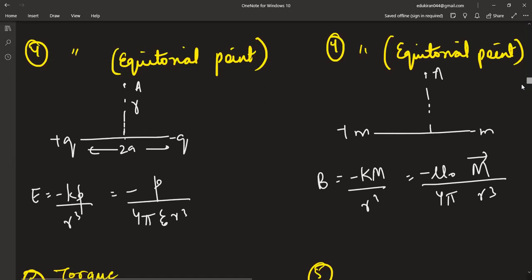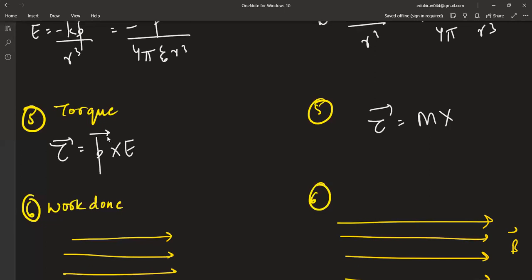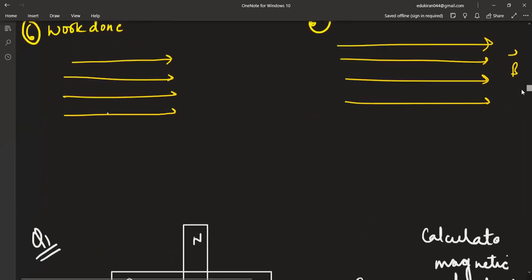Exact same formula. When we are talking about torque, it was P cross E. Here torque is M cross B: electric dipole moment becomes magnetic dipole moment, electric field becomes magnetic field. Didn't we study this yesterday also? MB sine theta, right?